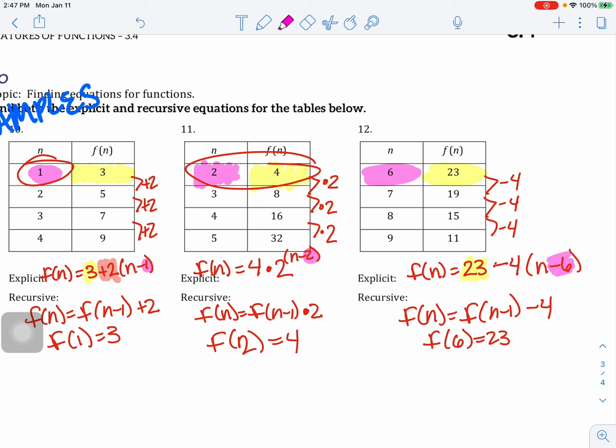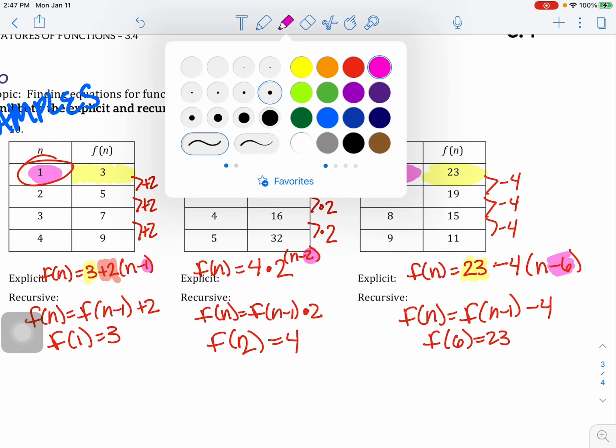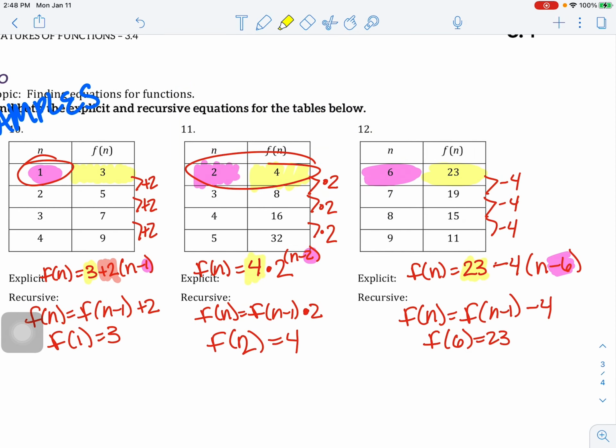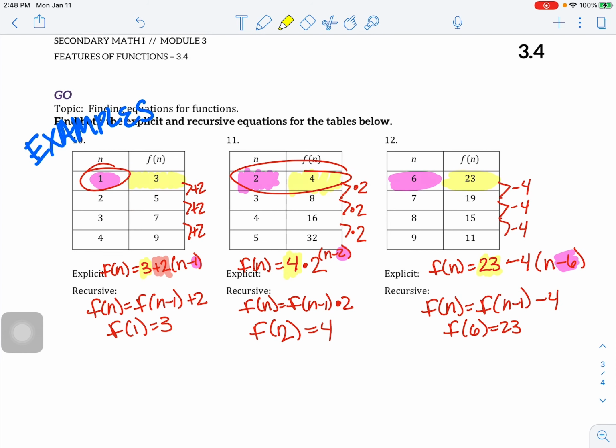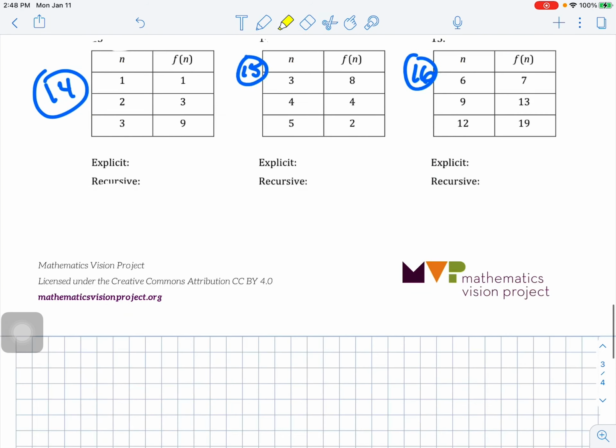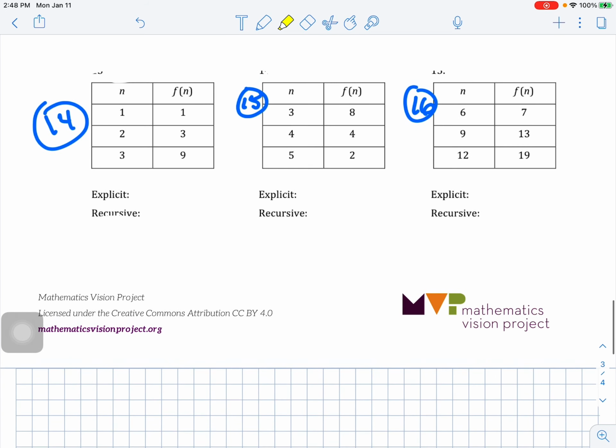Same thing here. This one started at 2, so it's n minus 2. And the starting output was 4. And those numbers are here. Starting output is 4. Okay. So those 3 examples are there for you on the formative. And then there's 3 problems left for you to do to complete the lesson today.